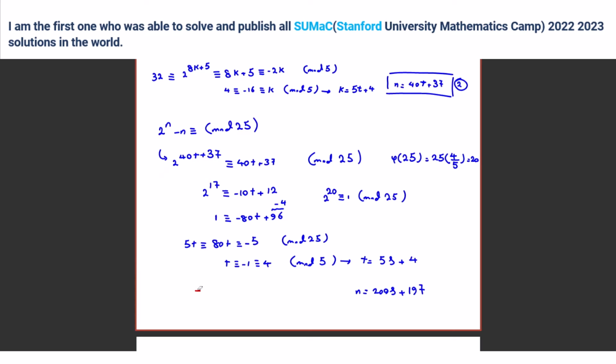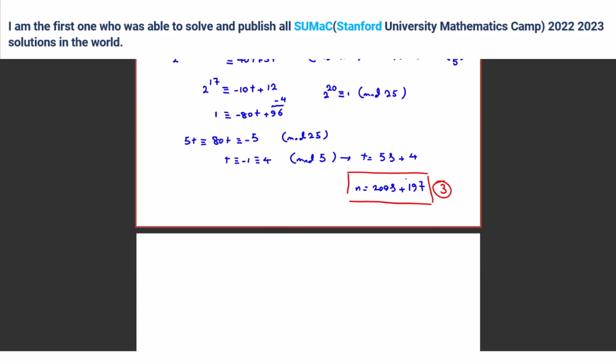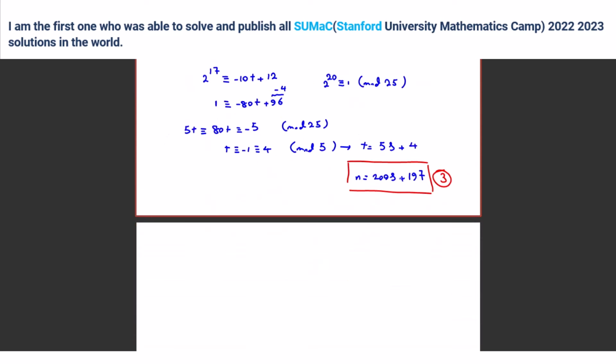Okay, so now we found this. It is our third result. But the third result is important because the first and second results are a special case of this, right? Yeah. So we should focus only on this. And last part, we should consider mod 125. So 2 to the n is congruent to n mod 125. And you can use this.